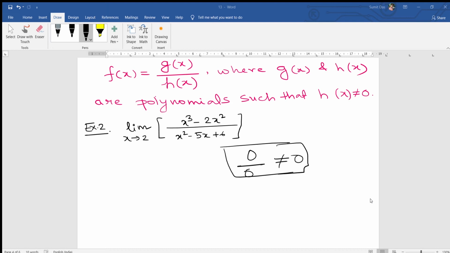No, Devya is again making the same mistake. It is x square minus 5x plus 6. Yeah, the answer is 0 by 0. Okay, I am showing you in rough.